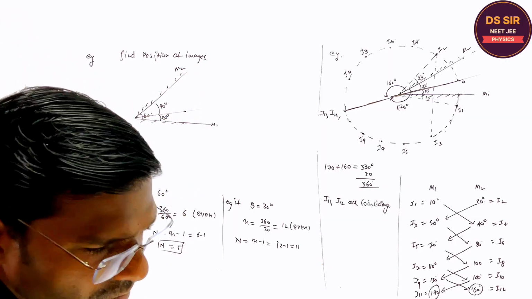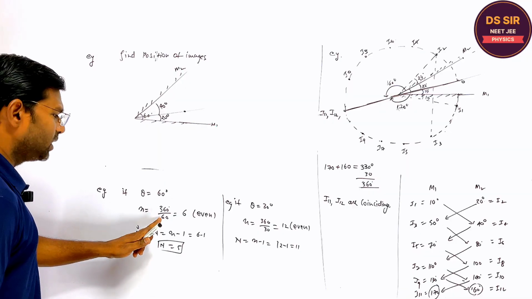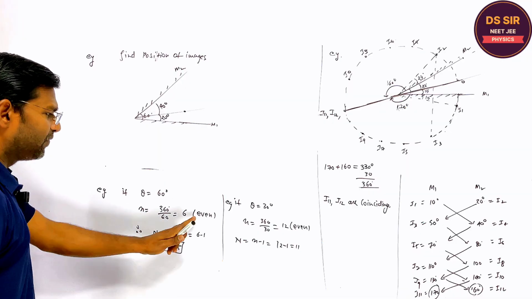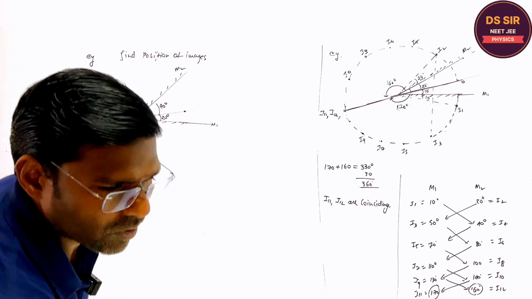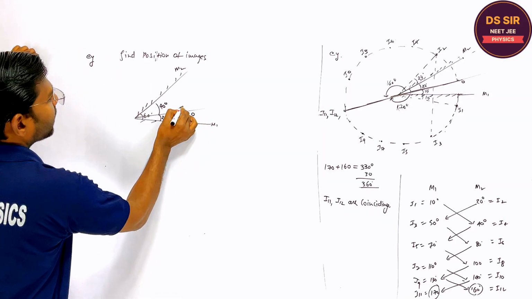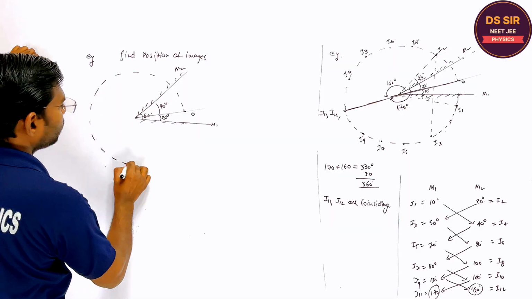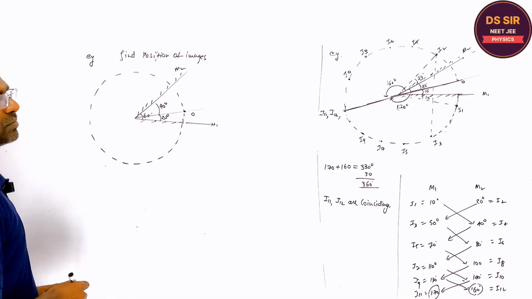So how many images will form? We know n is equal to 360 upon theta, which is 6. If it is even, then the number of images is n minus 1. So we have to make 5 images, and at what position are the 5 images present? Always on the circle, right?